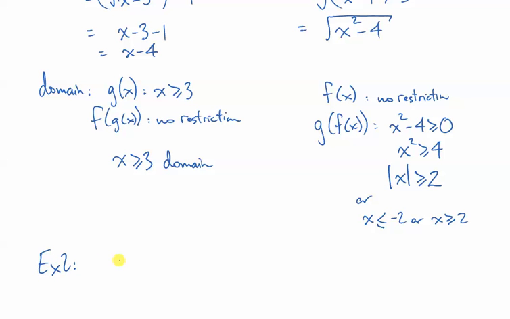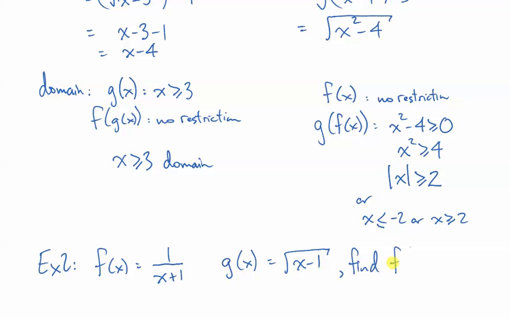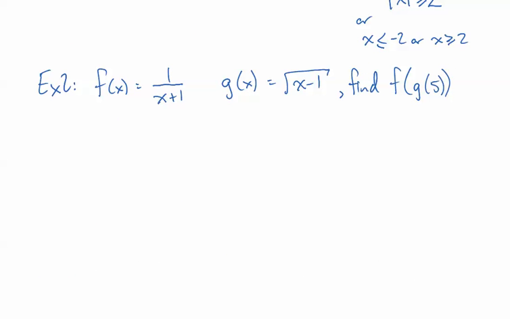Some new functions. You're told that f of x in this case is 1 over x plus 1. You're told that g of x is the root of x minus 1, and we want to find the value of f of g of 5. Now I'm going to work this problem out two different ways. Why don't you pause and make an attempt and see how you do, and then compare with the results that I have.